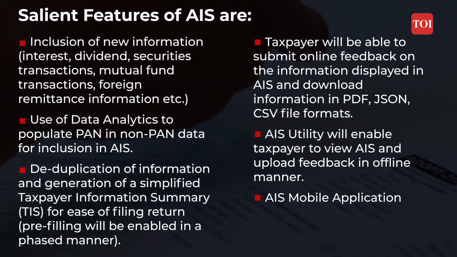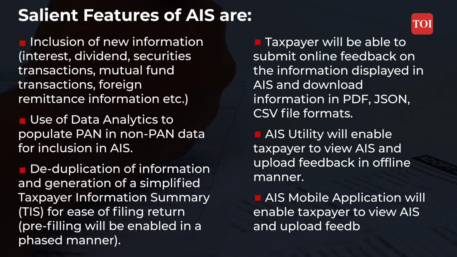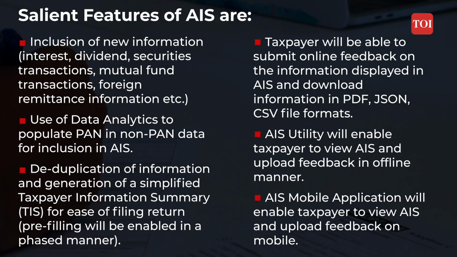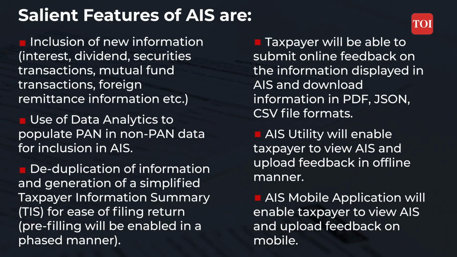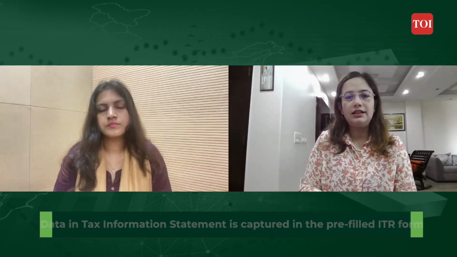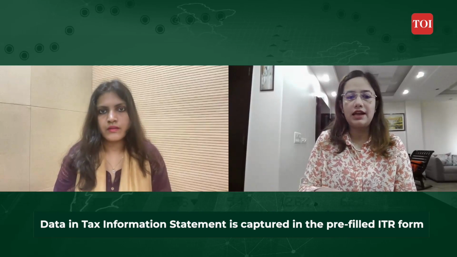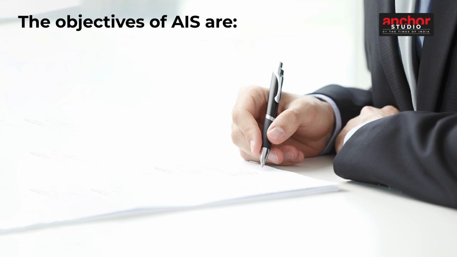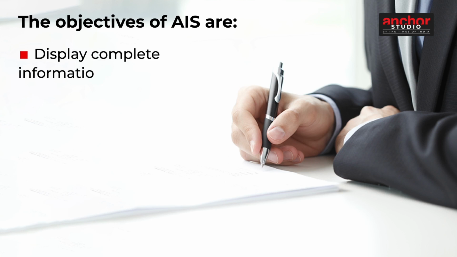So when you log into your account and go to AIS section, you will see 2 statements. One is tax information statement and another is annual information statement. So whatever is there in tax information statement, that is captured in your pre-filled tax return. Right? So when you're filing your tax returns, it is very important that you download these statements, look at each and every entry and validate that.